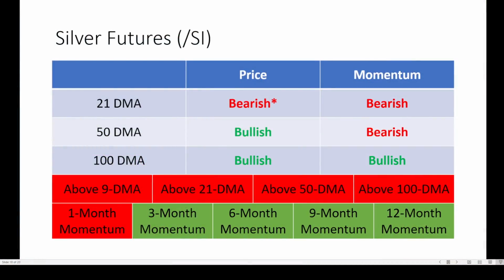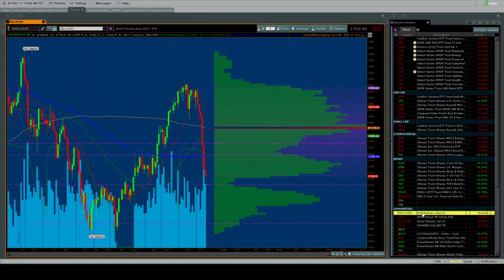As we know, the Wall Street silver team attempts to break silver out. 21-day price went bearish. No other changes there. Now below the moving average, 9, 21, 50, 100. One momentum turned red, negative and falling. What is going on with silver?